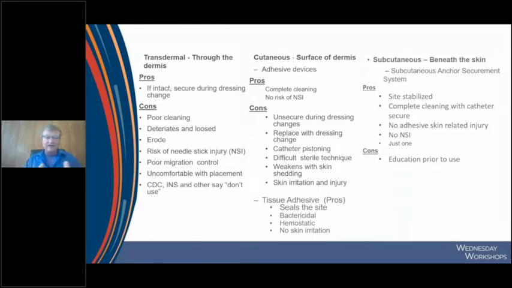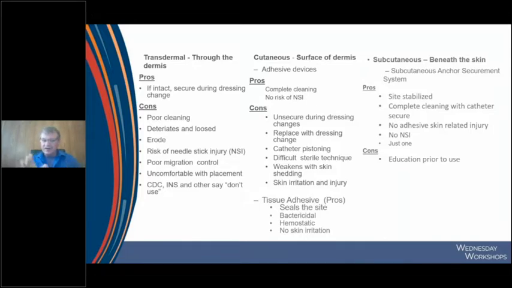And during that replacement, if it's a device or a securement dressing, then again the catheter is at risk for dislodgement and pistoning and whatnot. With adhesives, you can have irritation and skin injury related to the adhesive.